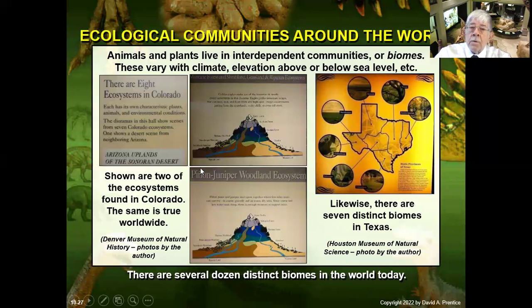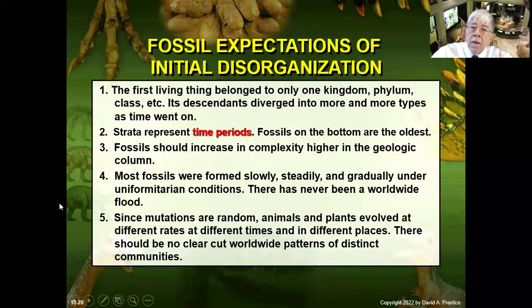Do these exist in the world? Of course. In Colorado alone, there are 8 ecosystems. There are many, many, many. The factors involved in determining an ecosystem or biome vary with climate, elevation above or below sea level, temperature, and many things like that. So in the world today, there are several dozen distinct biomes. Well, guess what? In the fossil record, there are several dozen distinct biomes also.